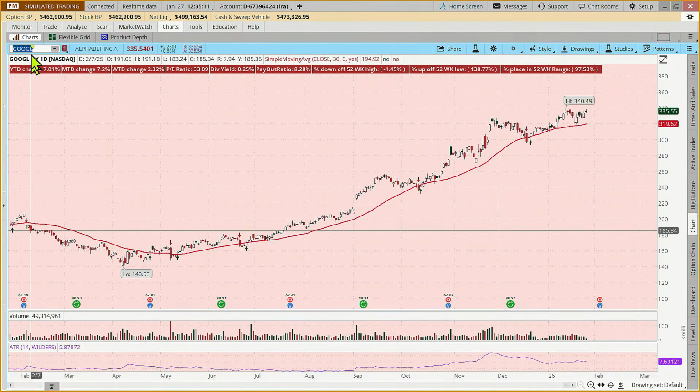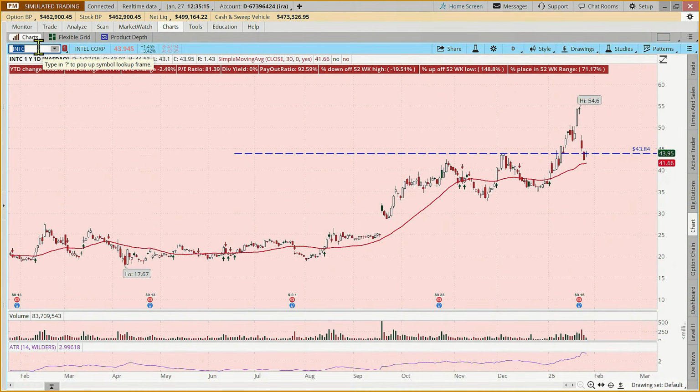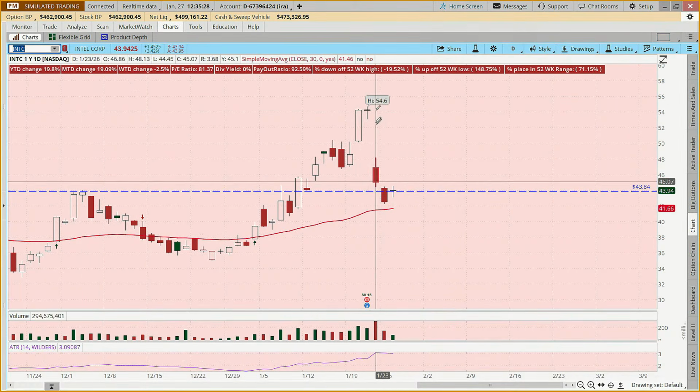Okay, so let's look at INTC. So we saw this come down to this support level. And then today, old resistance. Is it now going to behave as new support? I mean, this really took a tumble.